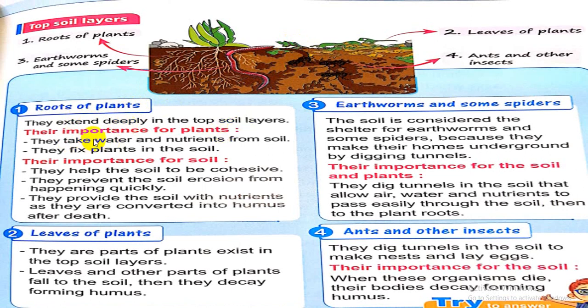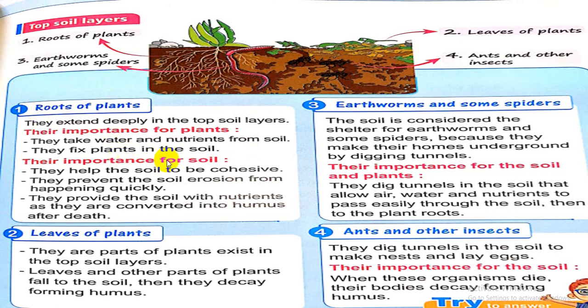What is the importance of roots for the plant? What is the importance of roots for the soil? Number one, what is the importance of roots of the plants for the plants? They absorb water and nutrients from the soil. Number two, they fix the plants in the soil.